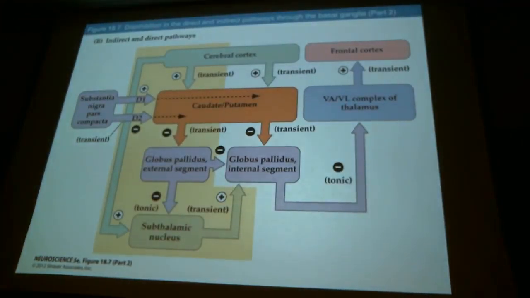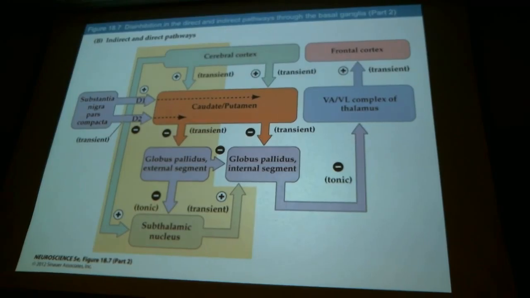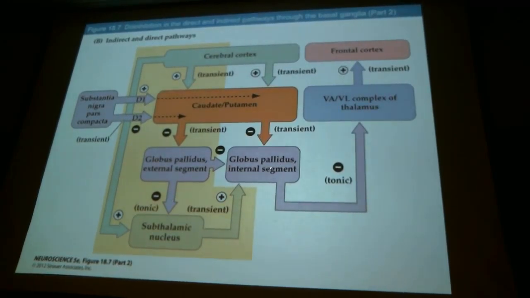And so yesterday we talked about the direct loop and the indirect loop, remember? We functionally distinguish these two loops, with the direct pathway causing a disinhibition of the internal segment, the GP internal segment, which is tonically active and tonically suppressing the thalamus. Remember, the internal segment is tonically active and tonically suppressing the thalamus.